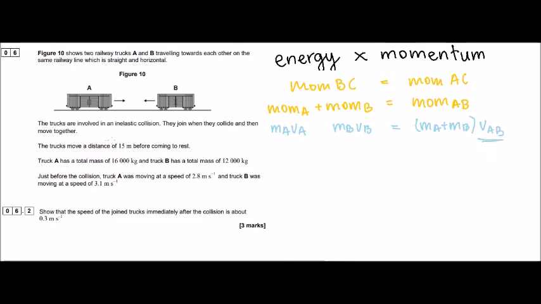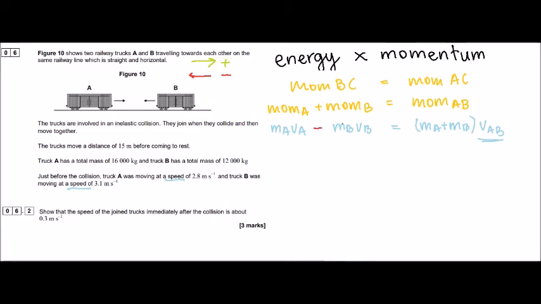But we're not given velocities, only speeds: speed of A and speed of B. So I have to decide which direction is positive and which is negative to get the velocities. I'm going to say that to the right is the positive direction and to the left is the negative direction. So then, velocity of A is plus the speed and velocity of B is minus the speed.